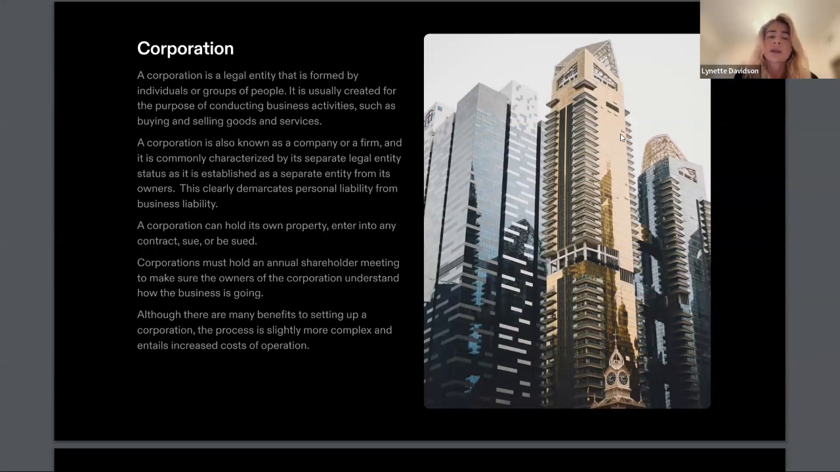Although there are many benefits to setting up a corporation, the process is slightly more complex and entails increased costs of operation. This means that if you want to run a business only by yourself and it's going to be a small entity, you wouldn't be likely to form a corporation because it's not very flexible. It's more difficult to dissolve and set up compared to a sole proprietorship, and it needs more capital as well.